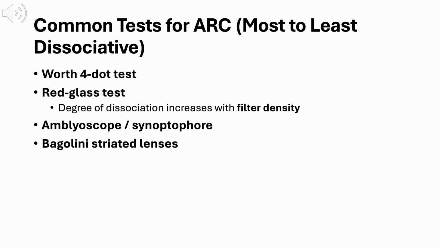Bagolini striated lenses are the least dissociative and most natural. The patient views a real target in normal lighting with minimal interference. Because of that, ARC detected on Bagolini testing is usually the most clinically meaningful, as it reflects how the patient actually uses their vision in daily life. So as you look at these tests, remember the key principle. The less dissociation, the closer you are to the patient's true functional binocular state.